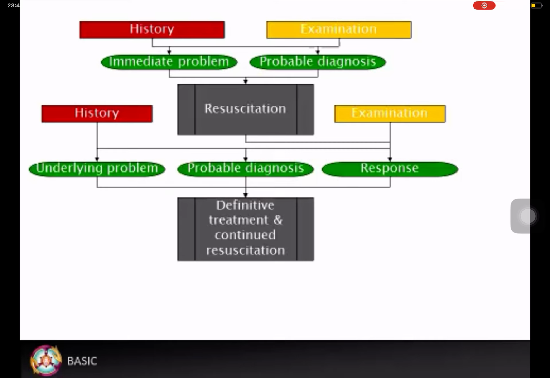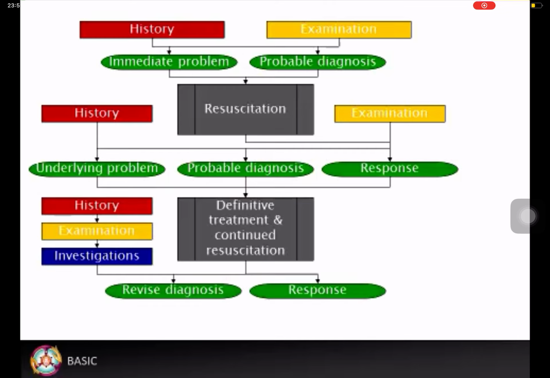While you are resuscitating the patient, take further history and carry out a more extensive examination to determine the underlying problem, probable underlying diagnosis, and to assess the response to resuscitation. This may allow you to provide definitive treatment while continuing resuscitation, and the response to treatment may tell you whether your initial assessment was correct. Further history, examination, and now some investigations should be carried out while treatment is ongoing.